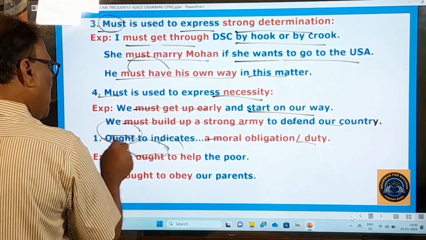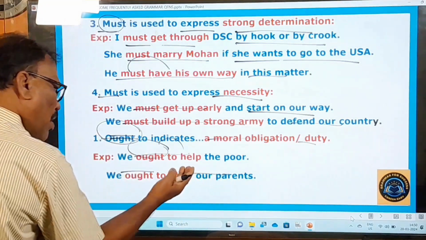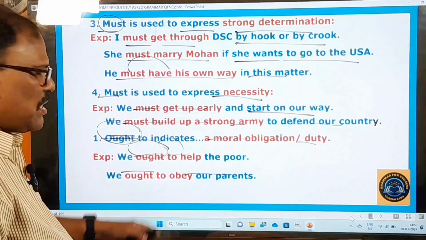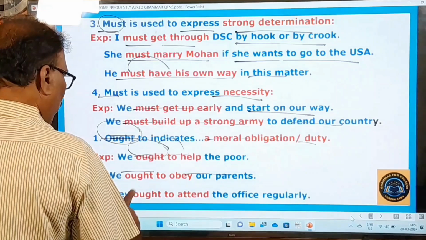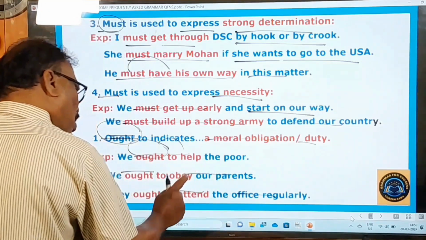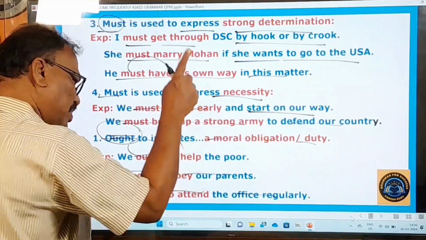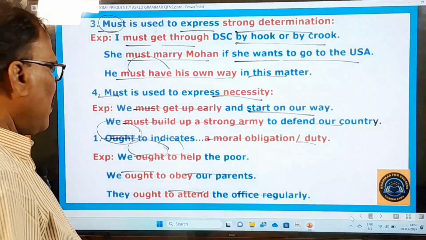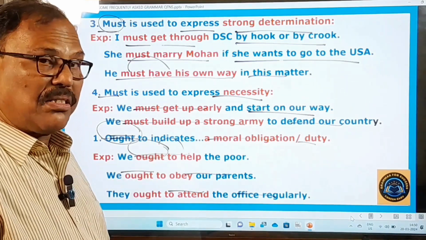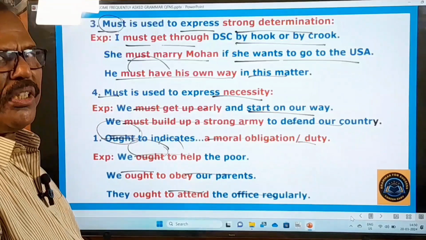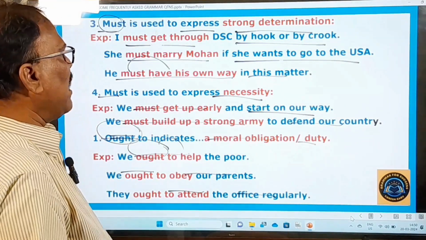Please, ought to together is a modal auxiliary verb. We ought to obey our parents. It's a moral obligation. Look at the examples. We ought to obey our parents. One more example here I have given you. They ought to attend the office regularly. It's a moral duty because you are taking the salary and therefore you are supposed to attend the office regularly. They ought to, varu office ku tappaka regular ga hajar kavali. Adi valla yokka moral duty. So it's all right.